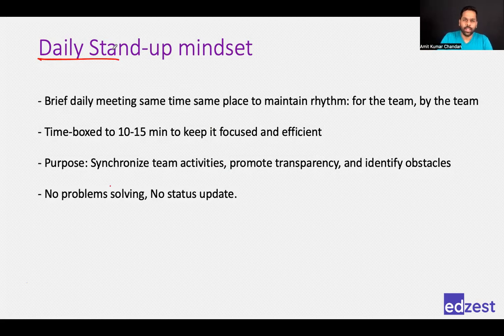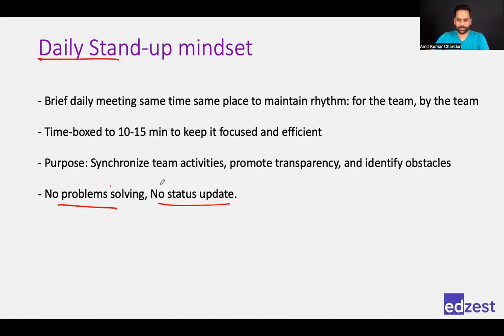Then, in the meeting, no problem solving, no status update. What all have been completed, we don't discuss that. This problem, how do we solve it? We don't discuss that. This is the problem, that's it. The team member will inform the problem. The Scrum Master or the leader would just note down the problem. Any discussion after the meeting. You want to clarify the problem after the meeting. You want to discuss the status after the meeting. Everything after.